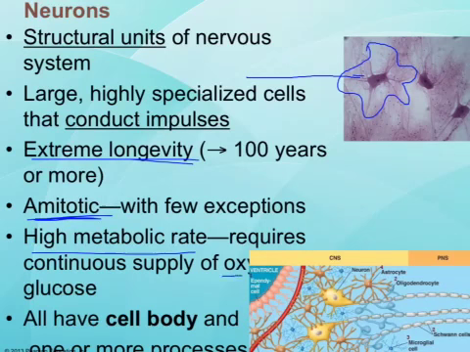Glucose and oxygen, and they all have a cell body, which is a central part. That's a cell body, and there are a lot of processes, which are the branches. We call them the processes. So that is a neuron. It's a big cell body with different processes.